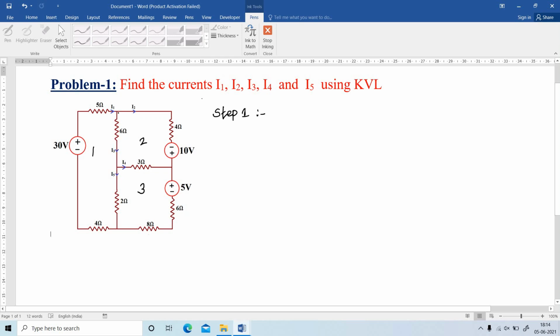What is a node? A node is a common point in which two or more branches meet together. And second, I am going to mark the branch current directions. Already the branch currents are given as I1, I2, I3, I4 and I5, but I am going to assume currents that are different from these branch currents. Okay, let us start. I am going to redraw the circuit diagram again.